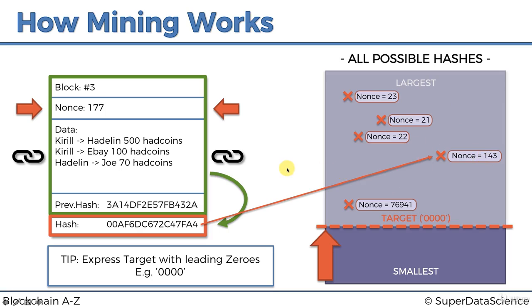Now we can see why that's such an important feature of the hash, why the avalanche effect is so important in the hash, because without that, this whole cryptographic puzzle, this concept of finding the right hash, is called a cryptographic puzzle.